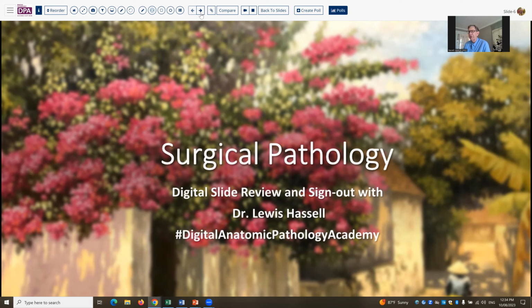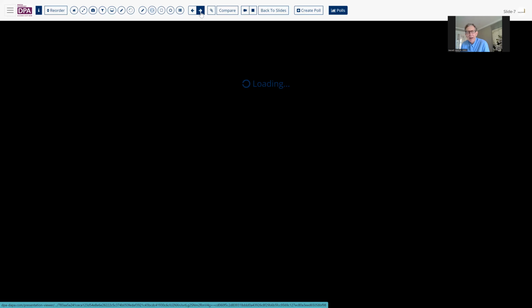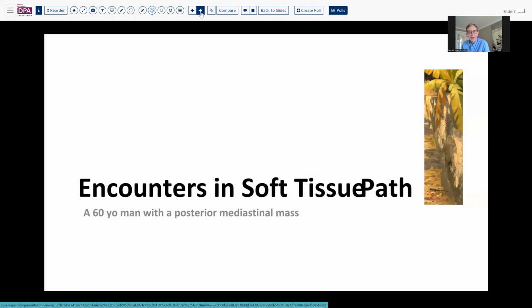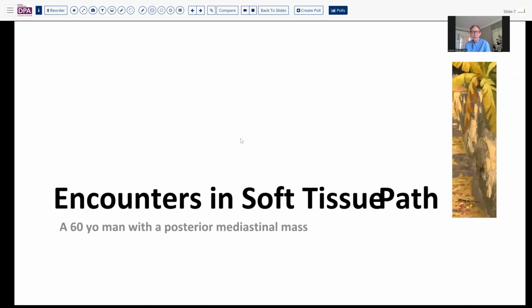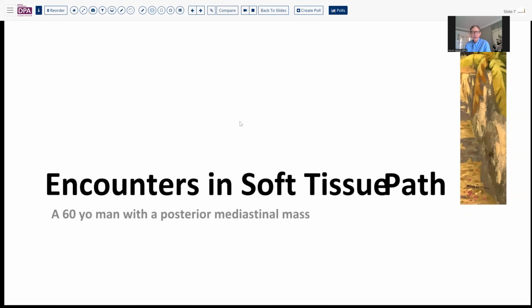Our case today actually dates back well into my training years, many years ago, when I performed an autopsy on a gentleman who was found to have a previously undetected posterior mediastinal mass. In as much as this was the first time I had seen something like this, it has stuck with me throughout the rest of my career. He died of other disease. This was seemingly unrelated, but I was very interested to examine this lesion and to learn more about it.